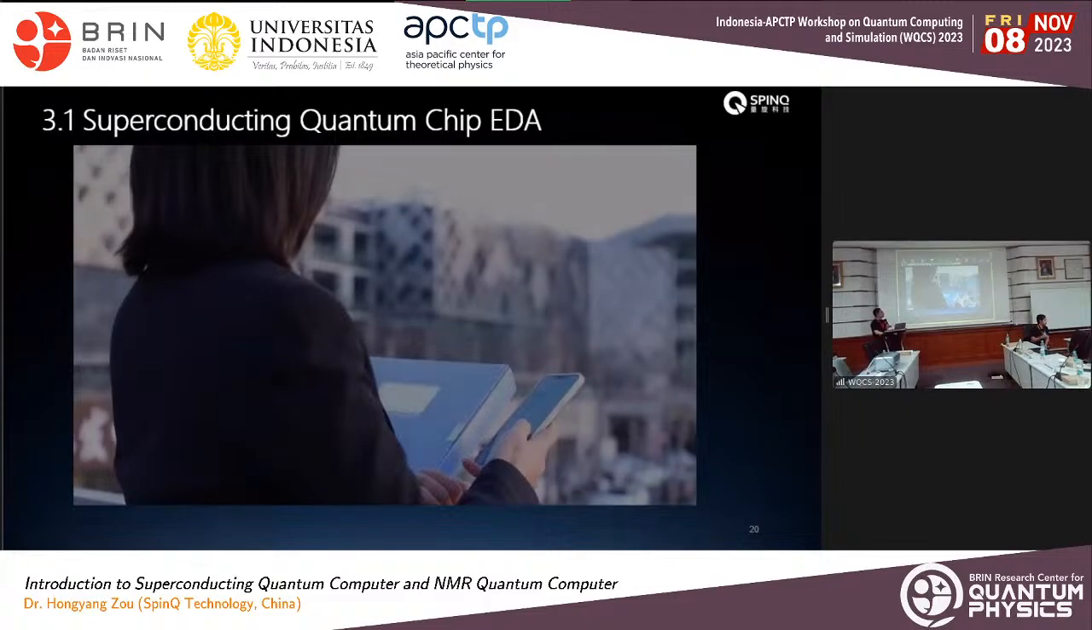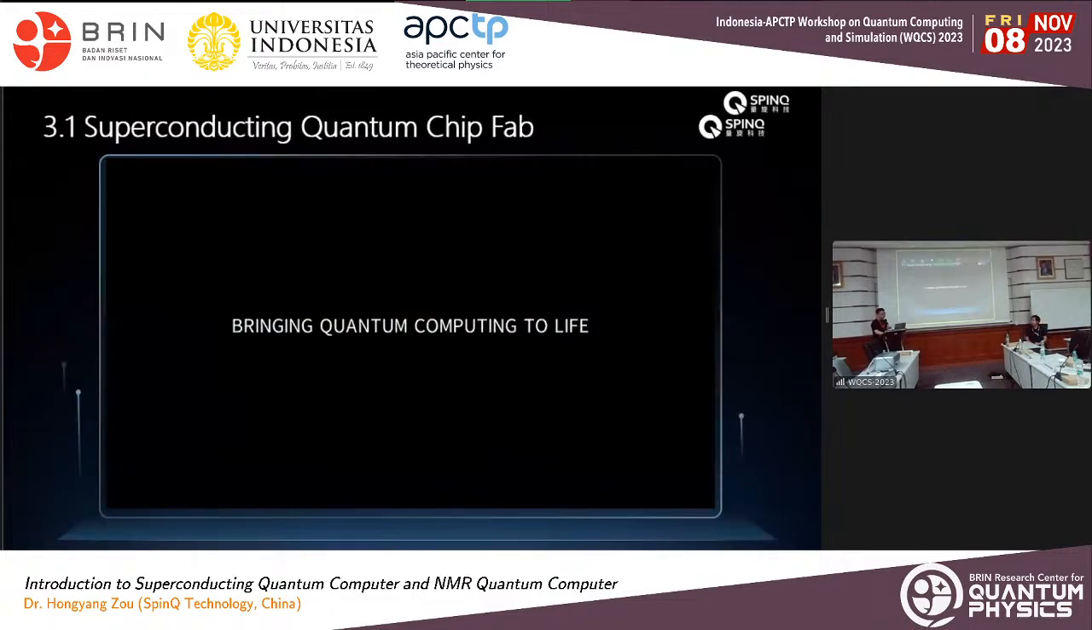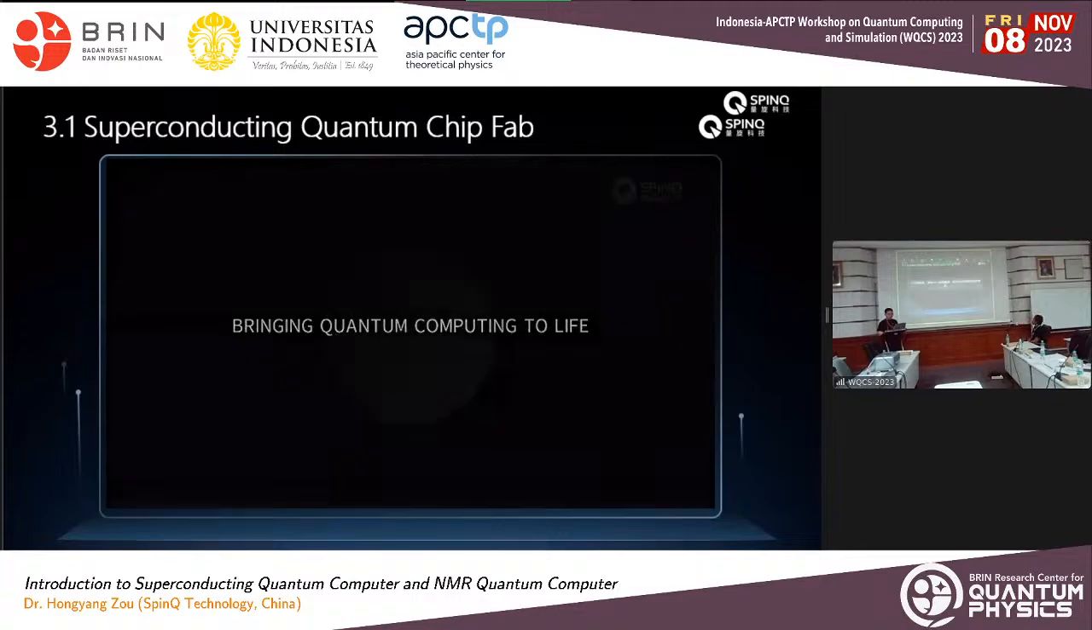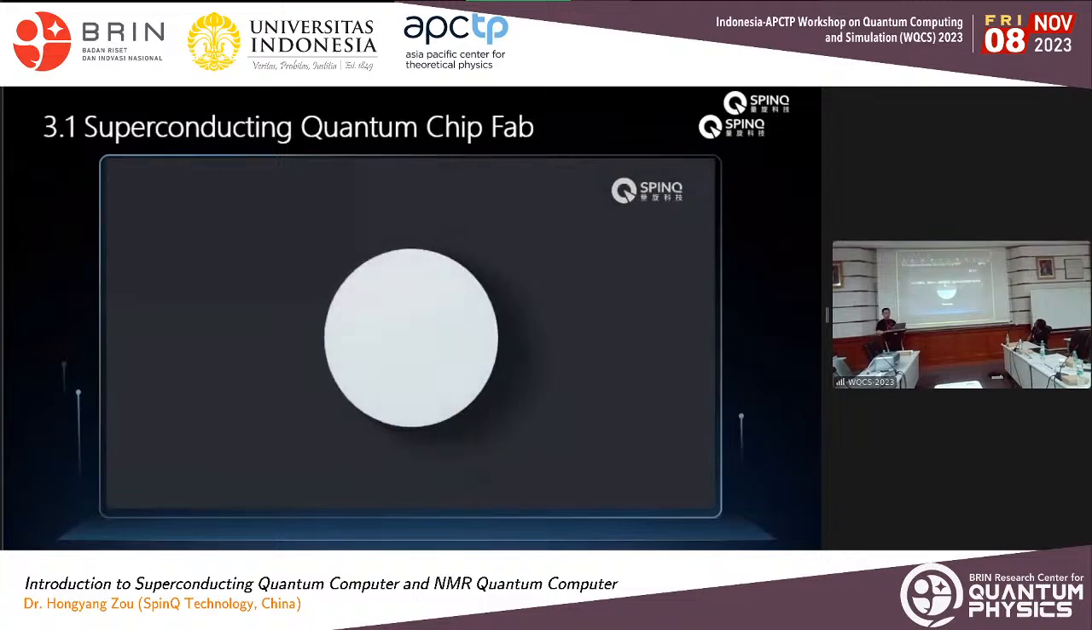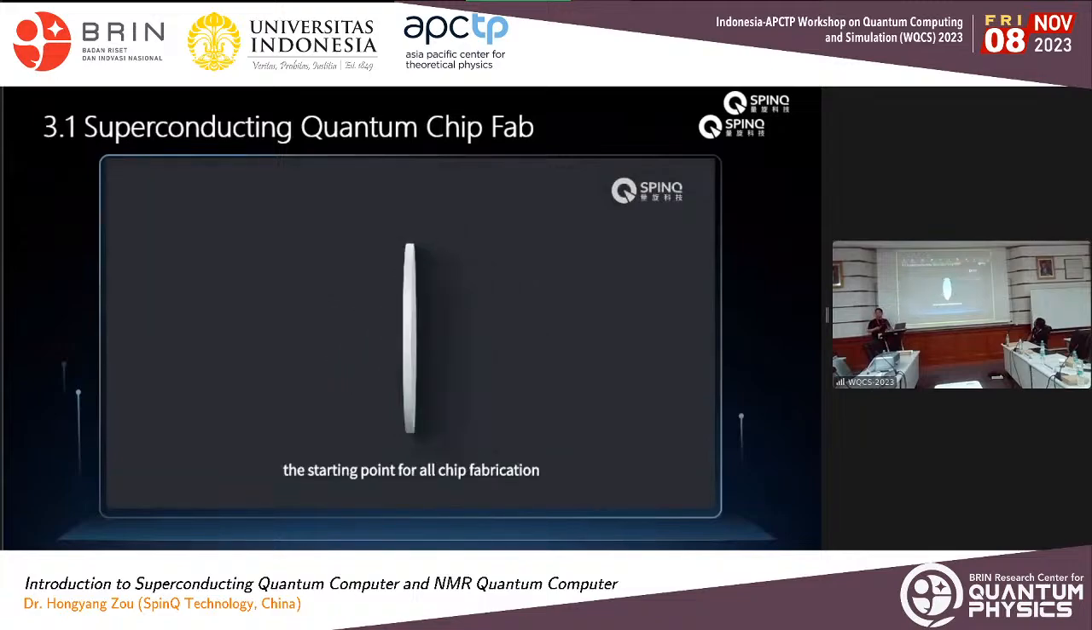After we present the chip design, next we're going to the silicon and the back of the chip.